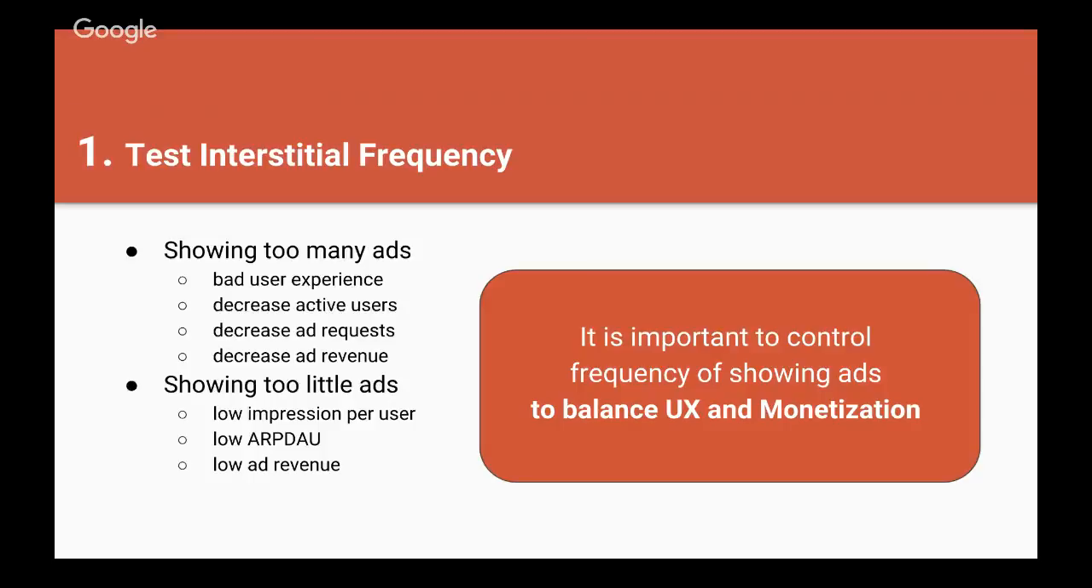So why do we need to control the frequency? If you show too many ads to your user, you hurt your user experience, and then the user wants to leave your app. That's not a good thing. If you show too few ads, you can keep your user, but the revenue per user is not good, so your total revenue is not good again. So it's very important to control the frequency of showing ads to balance between user experience and monetization.